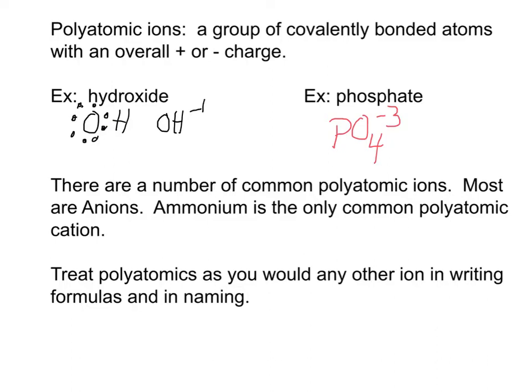Now there are a number of these that are common. The only common one that's positive is ammonium. The rest of them are all negative. Basically they're not that hard to deal with. You're going to treat them just like any other ion when you write the formulas and when you name them, with one little addition, which we're going to cover on the next page. The hardest thing, I think, is to remember what the formula and charge is for each one, and then dealing with them is pretty easy after that. Alrighty, let's take some examples.